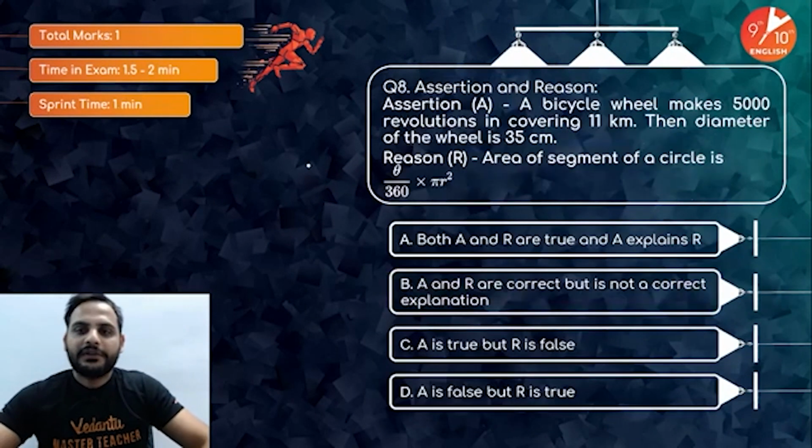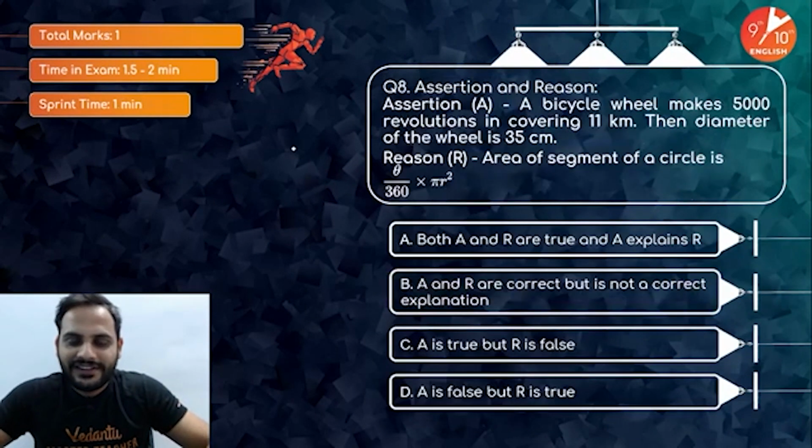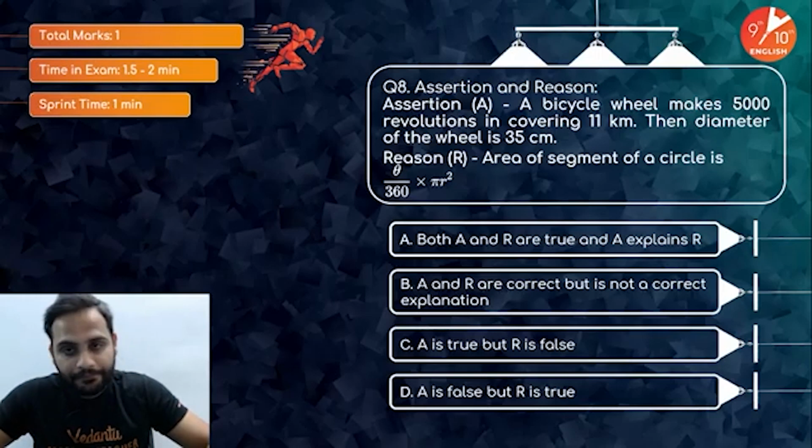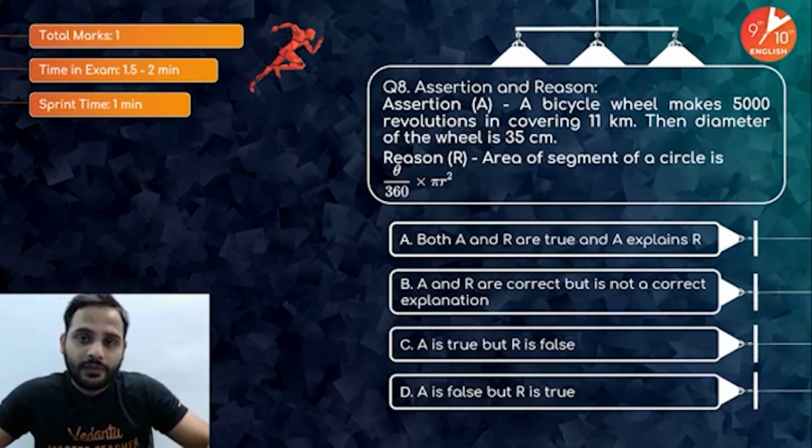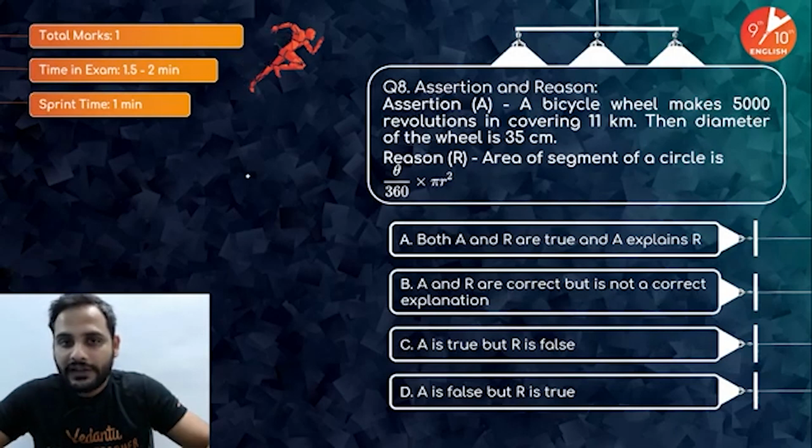All right, children, let's look at the next question. What it says: a bicycle wheel makes 5,000 revolutions in covering 11 kilometer. Then the diameter of the wheel is 35 centimeter. Reason: area of segment of a circle is theta by 360 into pi r square. Okay, so the bicycle wheel makes 5,000 revolutions in covering 11 kilometer.